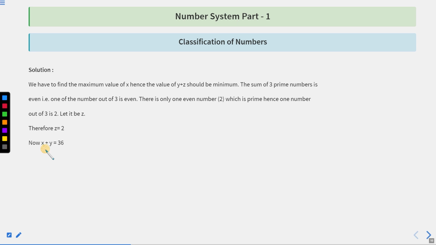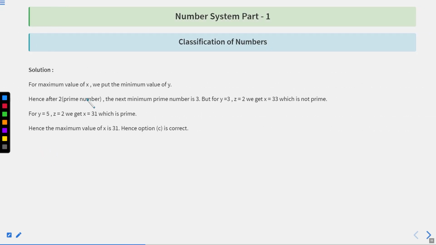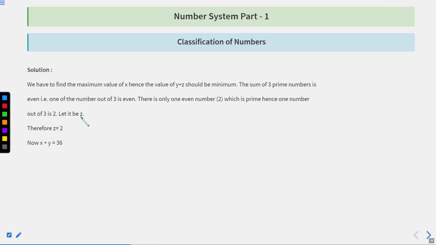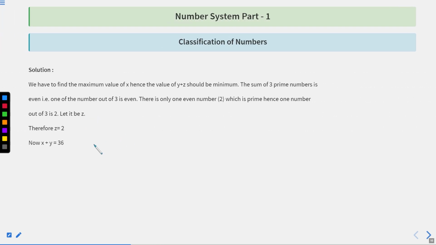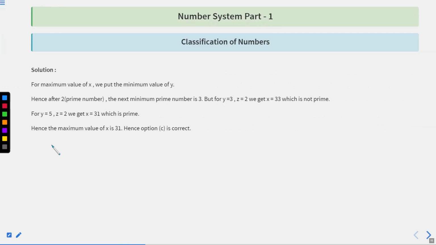So now what we have is x plus y equal to 36. For the maximum value of x, we put the minimum value of y. Obviously, if we want the maximum value of x, then we have to make sure that y takes the minimum value. Then only x will be able to take the maximum, because the sum is fixed. We have to make sure that the sum of x and y is 36, and to make that possible and to make sure that x is maximum, y should be minimum.